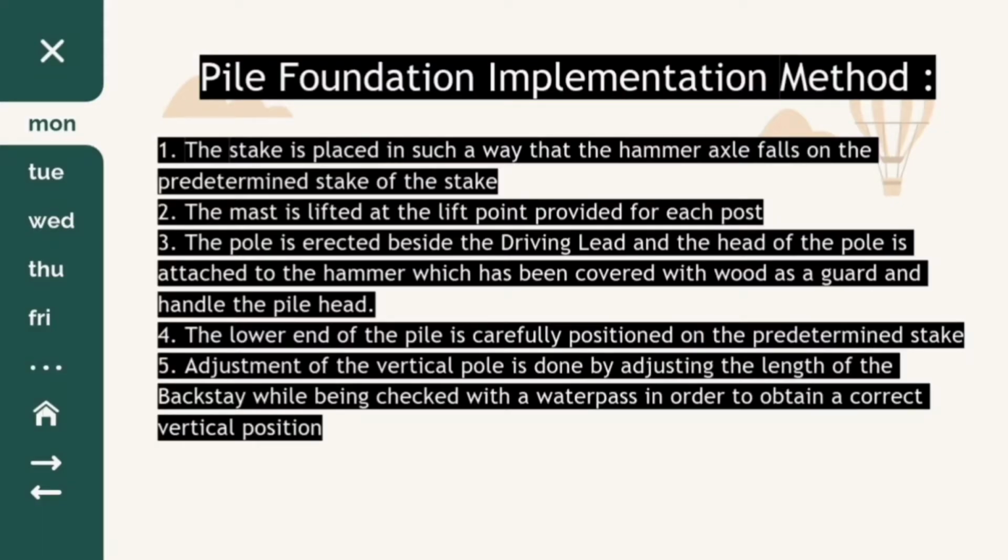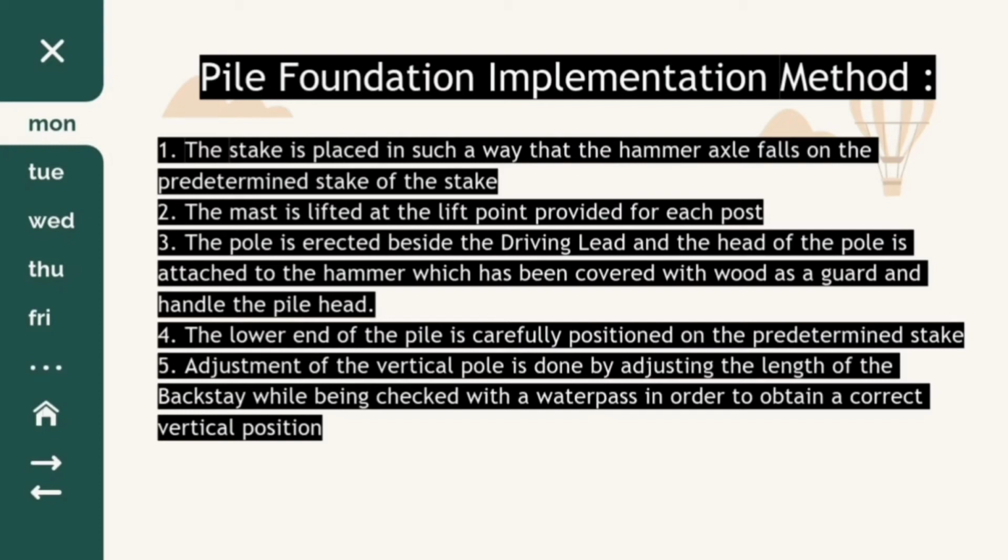Pile foundation implementation method. First, the pile is placed in such a way that the hammer axle falls on the predetermined stake of the pile. Second, the pile is lifted at the lift point provided for each pile. Third, the pile is erected beside the driving lead and the head of the pile is attached to the hammer which has been covered with wood as a guard and handle for the pile head.